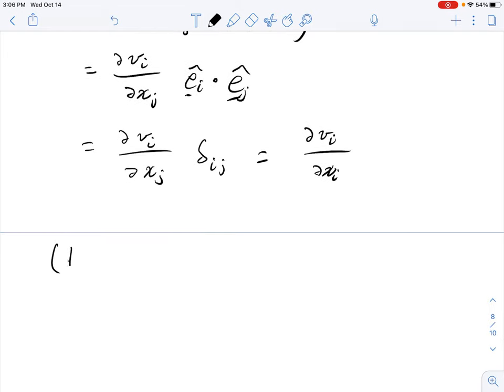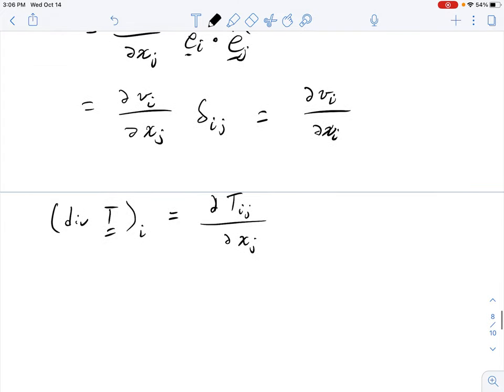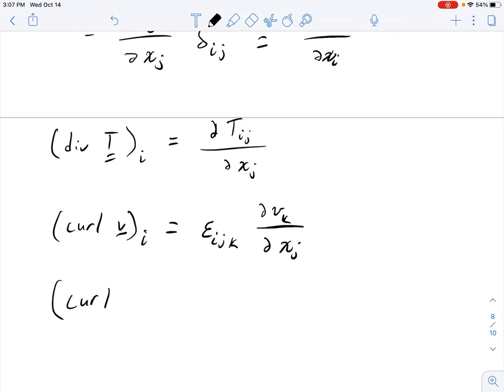And the divergence of T, a tensor, the ith component of it, is equal to dT_ij/dx_j. The ith component of the curl of a vector field is equal to epsilon_ijk partial V_k partial x_j. And curl T_ij is equal to epsilon_ipq partial T_jq partial x_p.